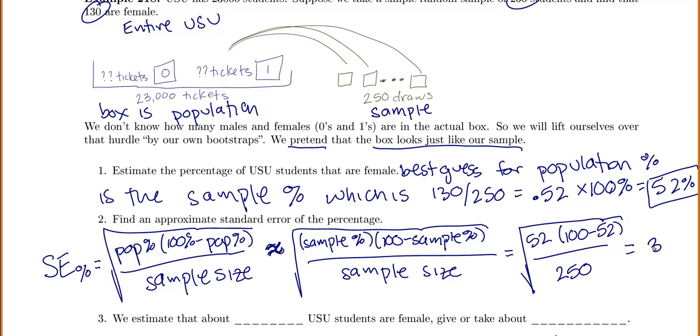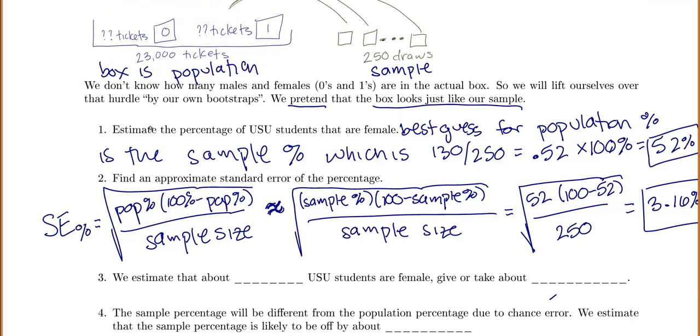So this gives me 3.16%. And so what does this mean for us? It means that we estimate that about 52% of the USU students are female, give or take about 3.16%. Okay, so that standard error still tells us what our give or take is, or how much we're likely to be off by.